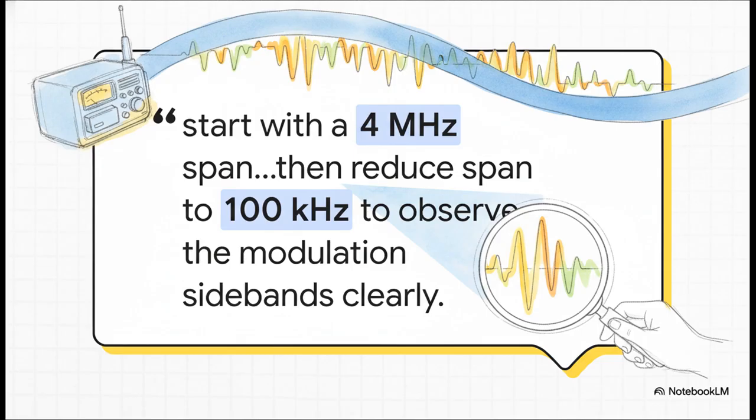Once you've got it, you center it and then zoom into a 100 kilohertz span. Why? To see the modulation sidebands. Those are basically the little information-carrying ripples on either side of the main signal. Seeing them clearly is how you actually analyze the transmission.